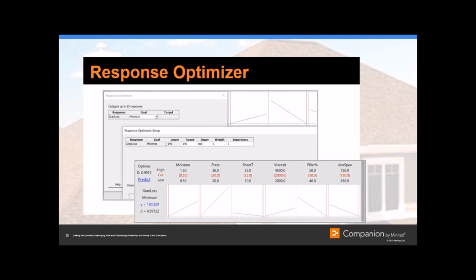But we all know that the reality is that, well, this is nice, and this gives us an answer. It doesn't take into account the uncertainty. So straight optimizers or profilers really don't incorporate the fact that there's uncertainty in each one of these. What if I can't hold moisture at 0.5? What if viscosity doesn't stay at exactly 2000?